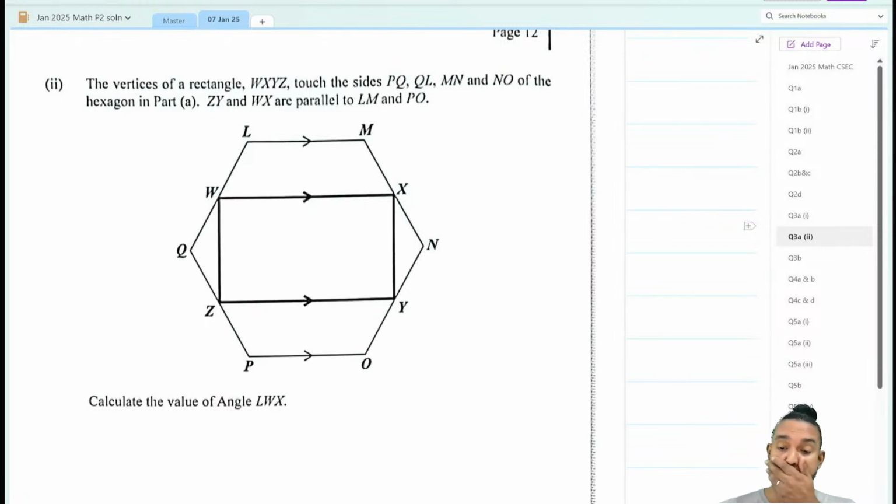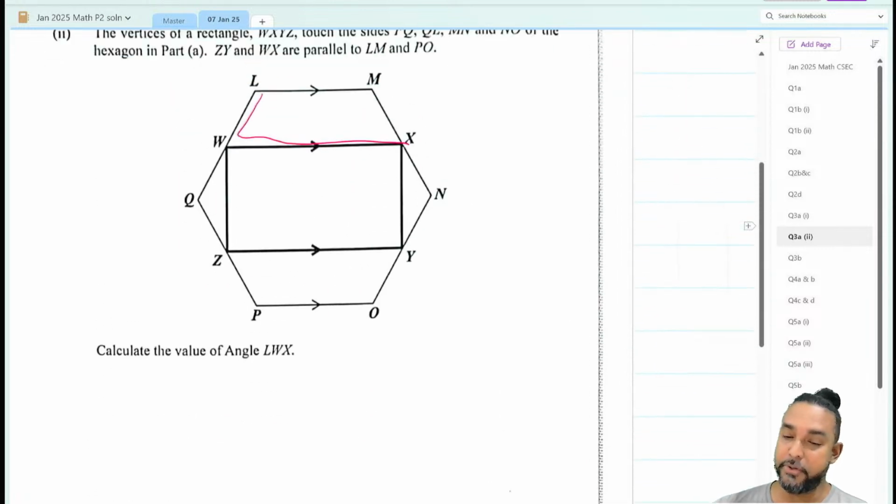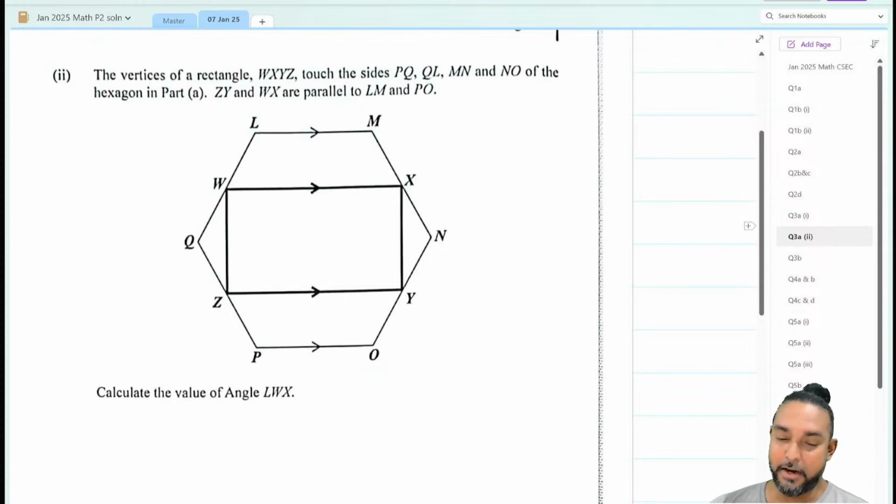Anyhow, sorry, where was we? Okay, calculate the value of angle LWX. So LWX, and this, by the way, is only 2 marks, so it can't be that hard.